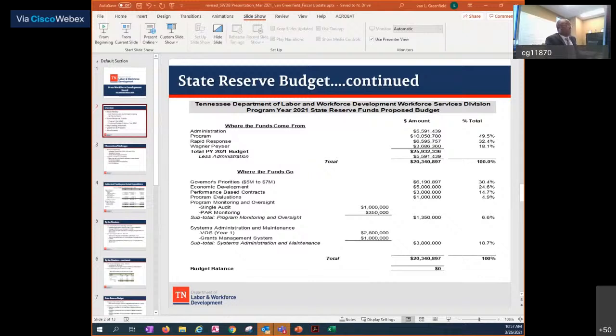Program and monitoring and oversight, again, $1.3 million. And then systems administration, the 2.8 is basically annual maintenance around our case management system. And then the grants management system was put on hold, but we're putting that back on here this year. And that vendor is actually looking at becoming a statewide vendor. So we're looking for some really good return on that investment. That brings that bucket to $3.8 million. And so if there are any questions on any of the categories, I'll be happy to answer them.